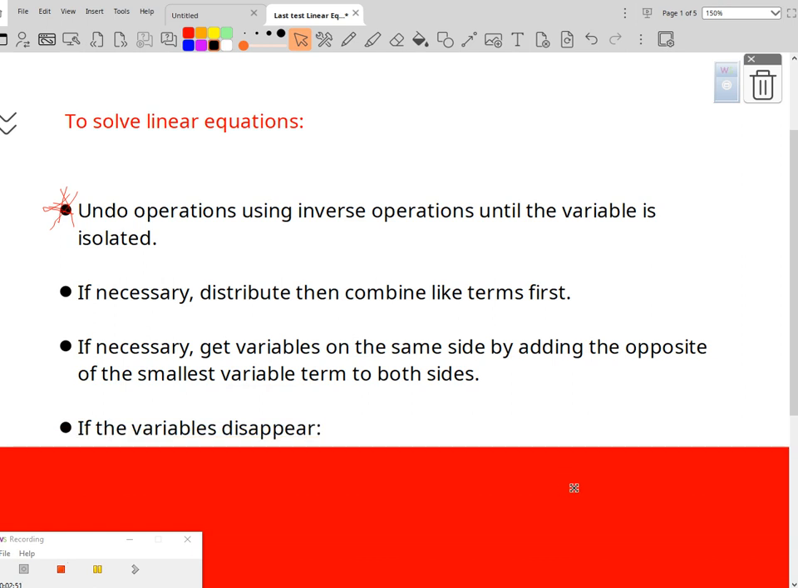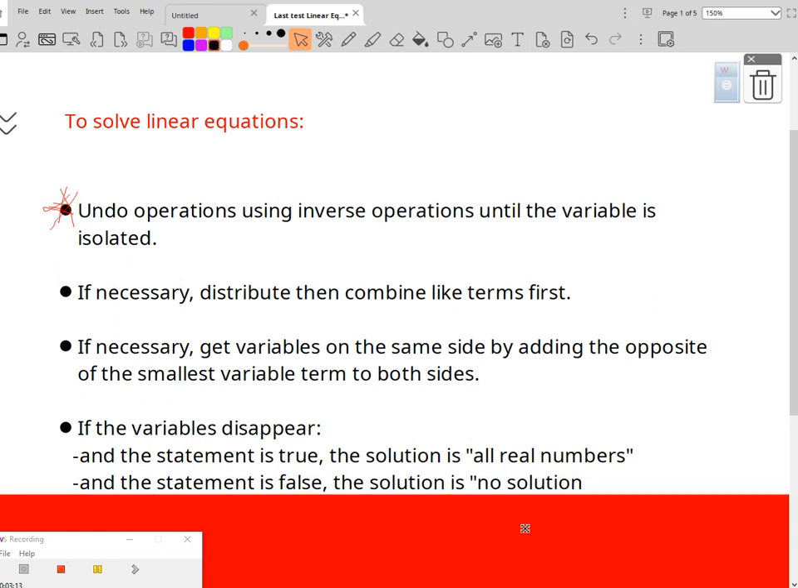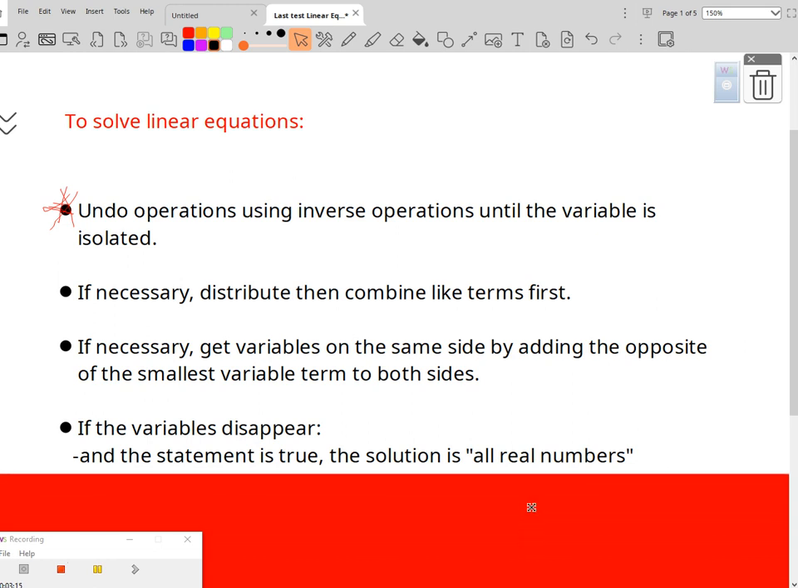If the variables disappear, so sometimes when you have variables on both sides, all of a sudden you have no variables, right? So we learned that if the variables disappear and it's a true statement, it's a special solution. If it's a false statement, it's another special solution. So if the variables disappear and the statement is true, the solution is all real numbers. That means no matter what number you plug into that equation, it will make that equation a true statement. Or sometimes they say it will satisfy that equation.